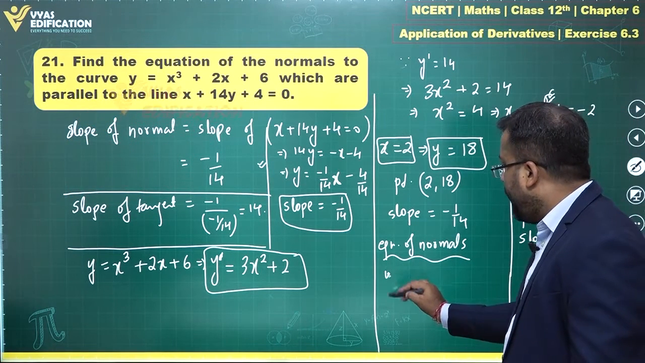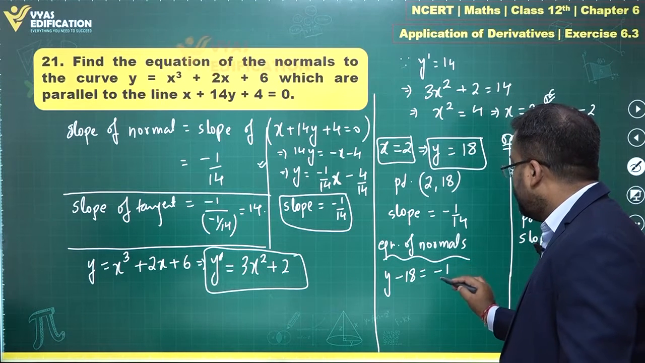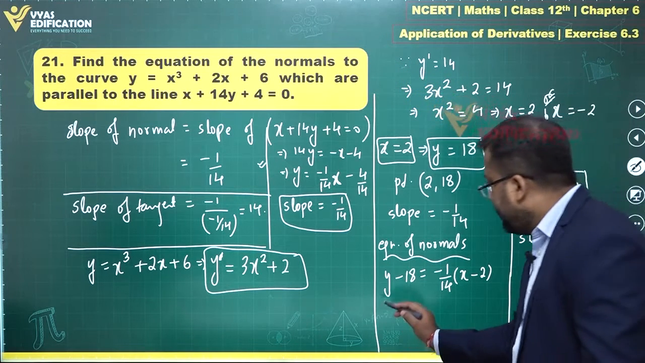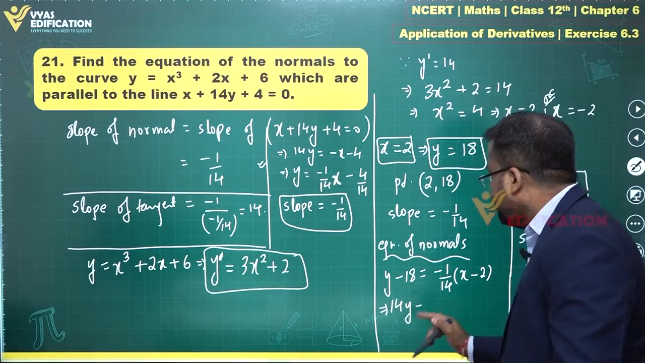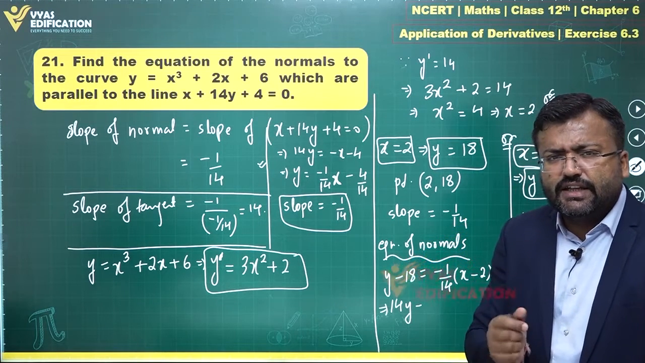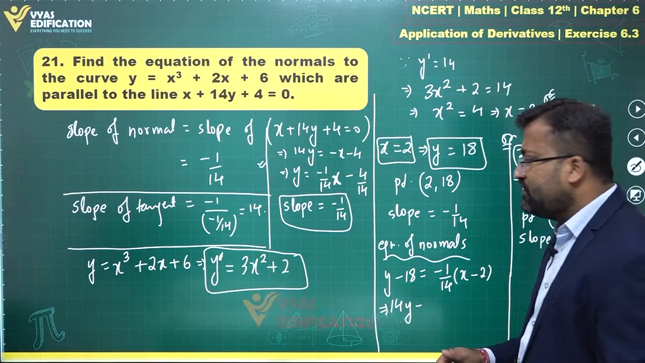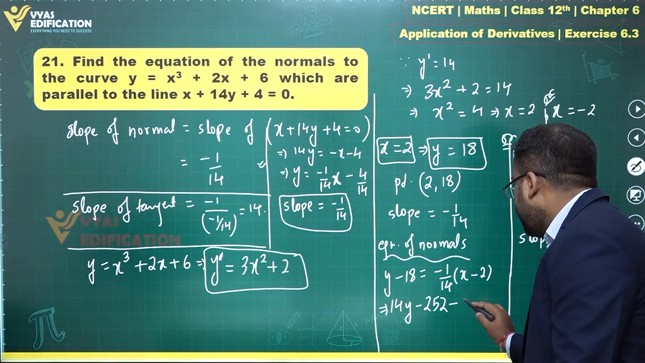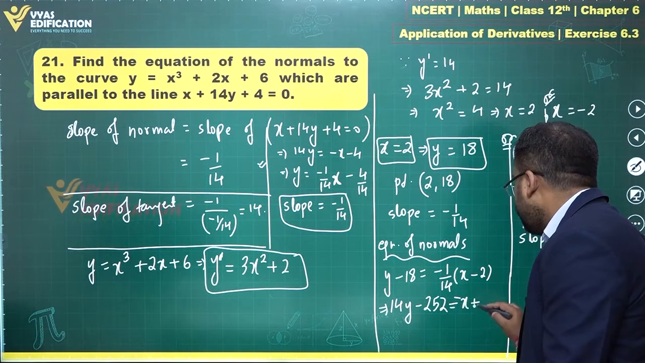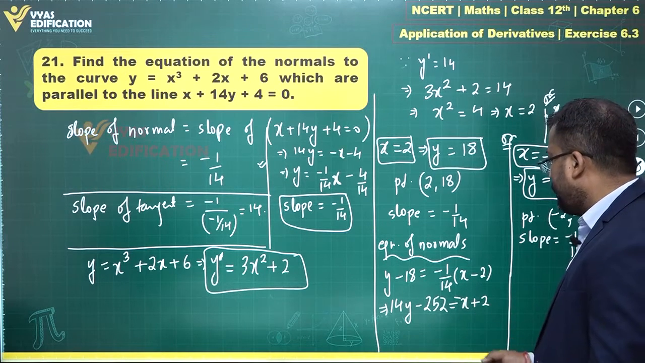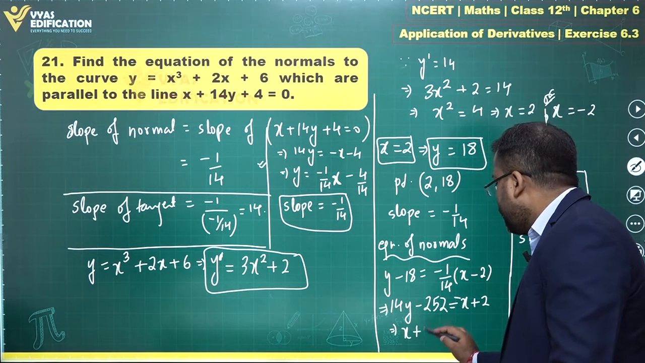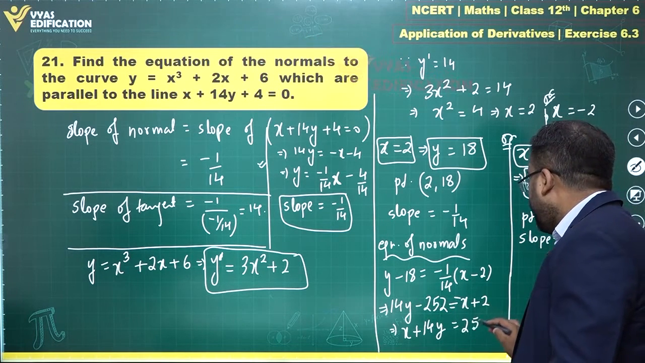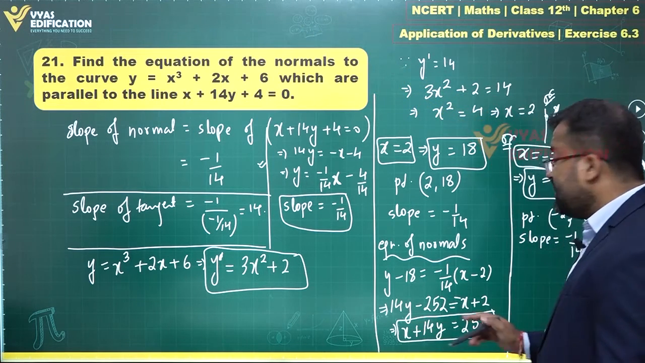What do we have? y minus 18, y minus y1 is equal to slope times x minus x1, which is x minus 2. And where does that take us? This is 14y minus 18 times 14. It is 16 plus 2, 16 minus 2, which is 16 square minus 2 square, 256 minus 4, which is 252. Okay, this is minus x plus 2. Please note this, minus x plus 2 is what you'll get, and rearranging will tell me x plus 14y is equal to 254. This is what I'll be getting. That is one of the normals, mind you.